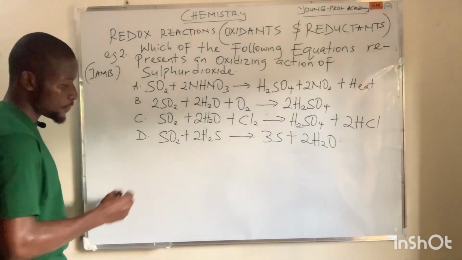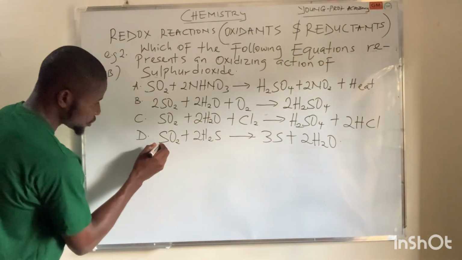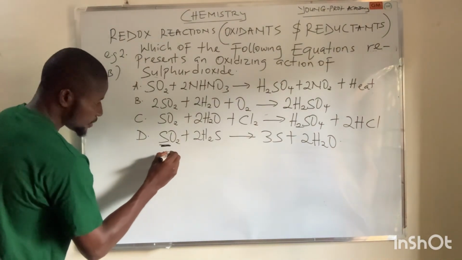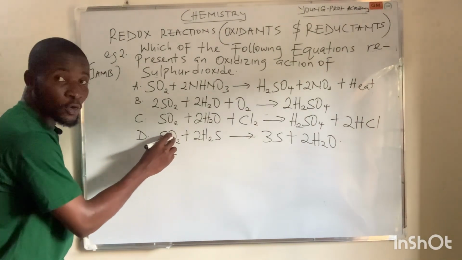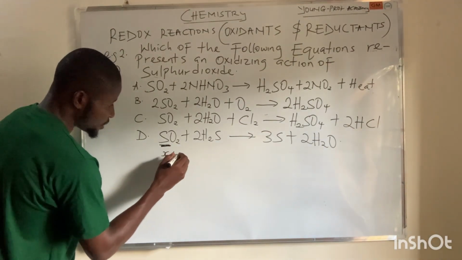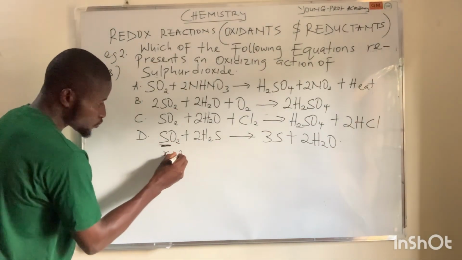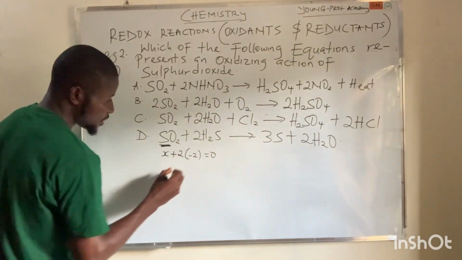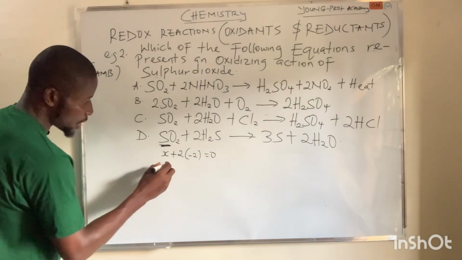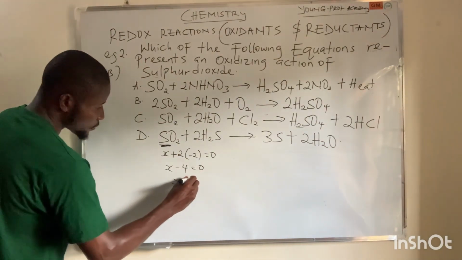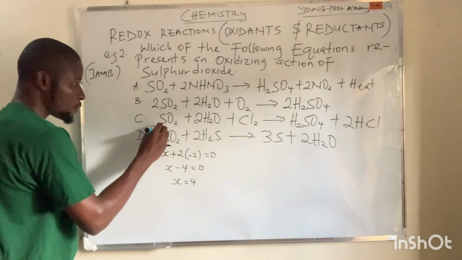Now, look at this sulfur. Let us be specific now. Let us look for the oxidation number of this sulfur. This is, let's call it X plus the oxidation number of oxygen, which is minus 2. Because this is diatomic, we say 2 bracket minus 2, which is equal to 0. Definitely, you have X minus 4 is equal to 0. X is equal to 4. That means the oxidation number of this sulfur is 4.